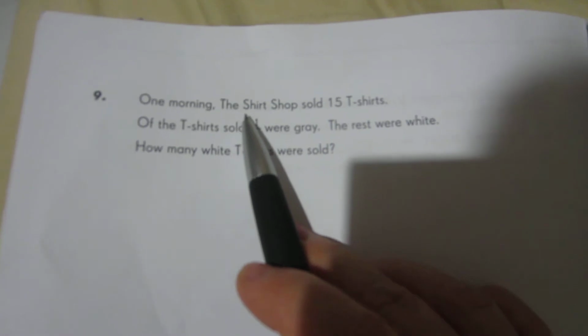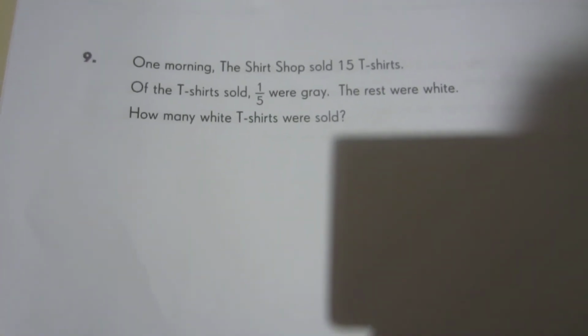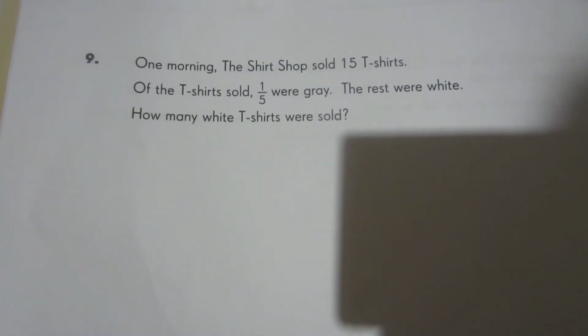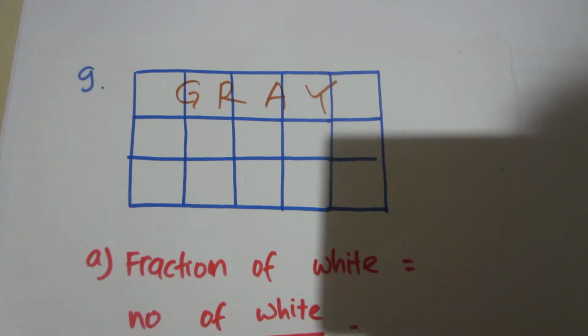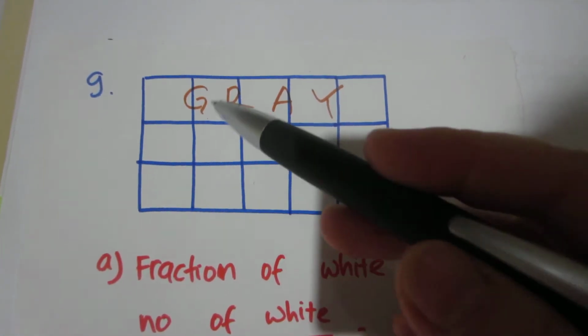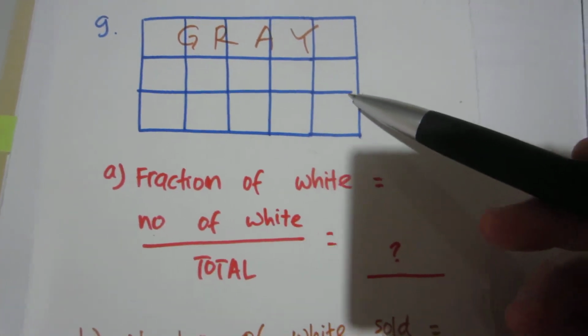Next, number 9. One morning, a t-shirt shop sold 15 t-shirts. Of the t-shirts sold, 1/5 were gray and the rest were white. So how many white t-shirts were sold? So there are 15 boxes, representing 15 t-shirts. 5 are grays and the rest are white.